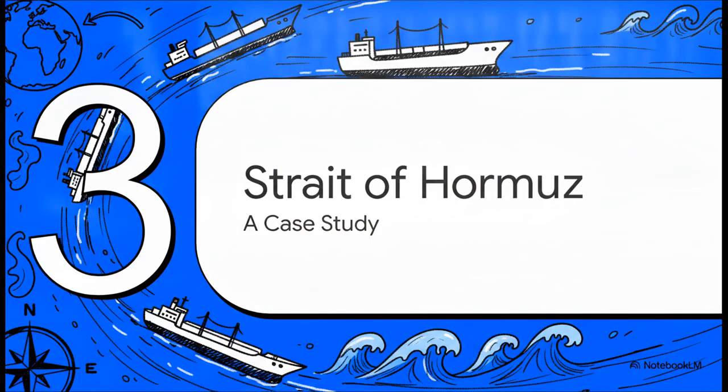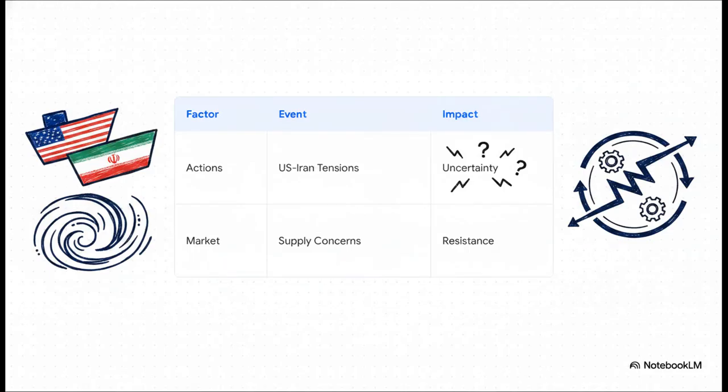Let's jump to Section 3, Case Study, the Strait of Hormuz. We can see how this builds if we look neutrally at real-world events, like the tensions involving the United States and Iran around the Strait of Hormuz. When state actors clash, uncertainty naturally spikes. The market instantly responds with huge supply concerns. Effectively, this injects a massive, sudden dose of resistance straight into our global trade circuit.